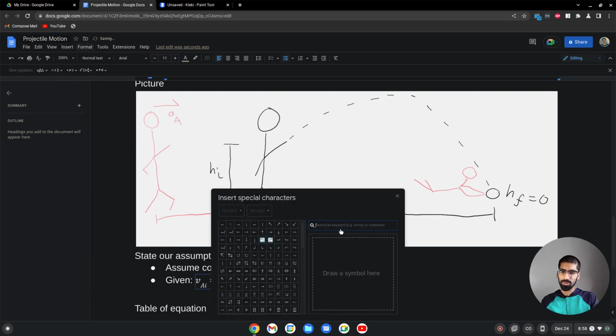If anyone knows a shortcut for the degree symbol on Google Docs, let me know. I would much appreciate it.